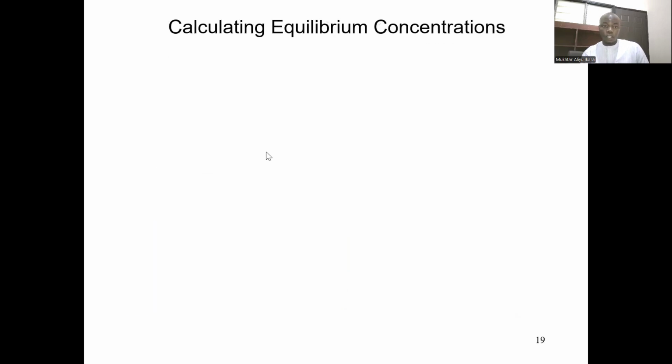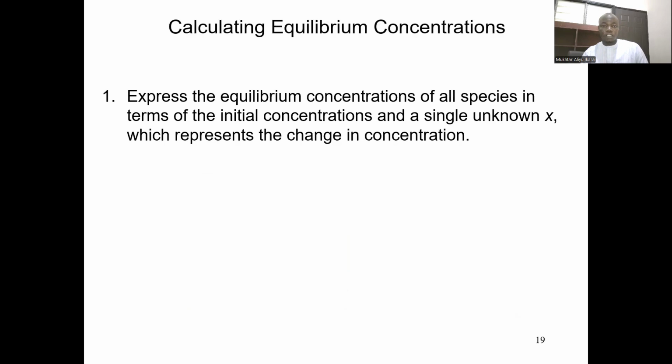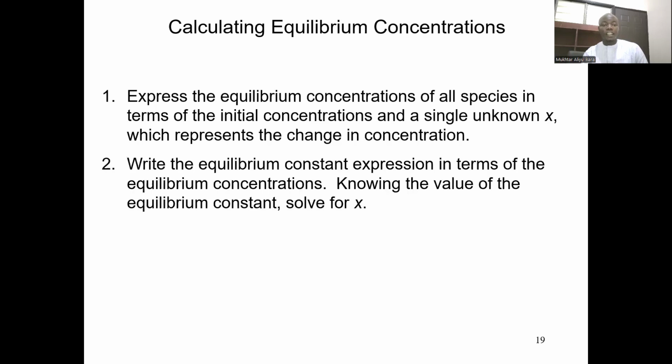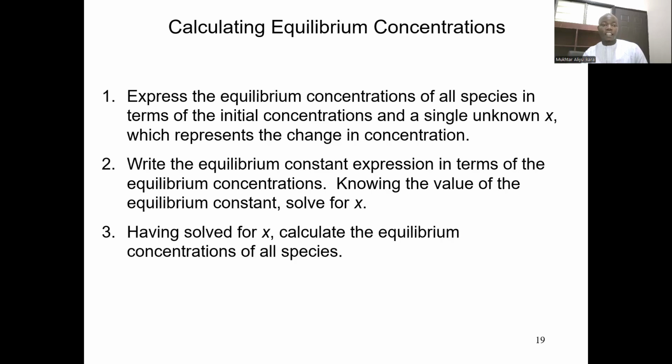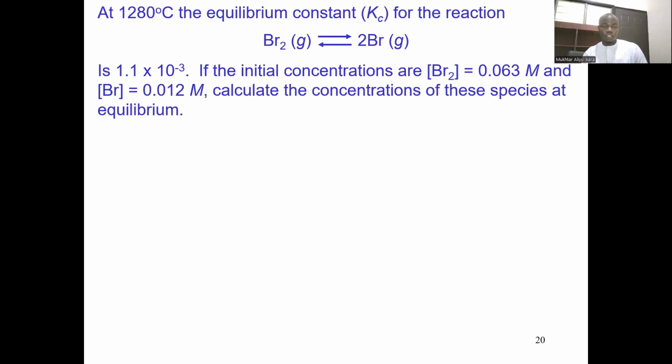So now we are going to calculate equilibrium concentrations. First, express the equilibrium concentrations of all the species in terms of the initial concentrations and a single unknown x, which represents the change in concentration. Second, write the equilibrium constant expression in terms of the equilibrium concentrations, knowing the value of the equilibrium constant, and solve for x. Having solved for x, calculate the equilibrium concentrations of all the species.